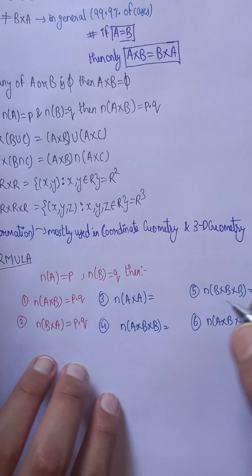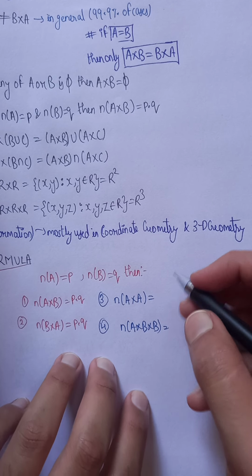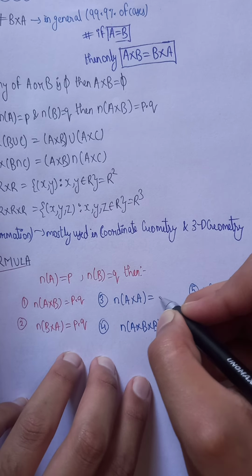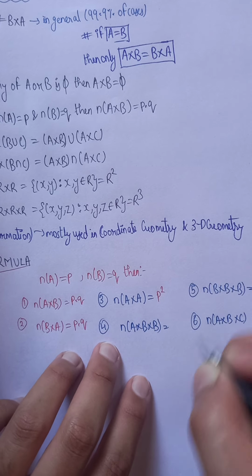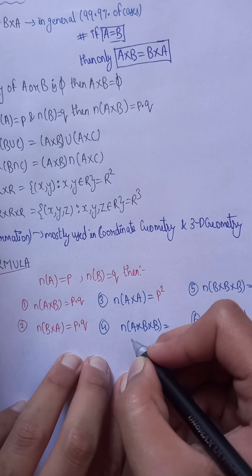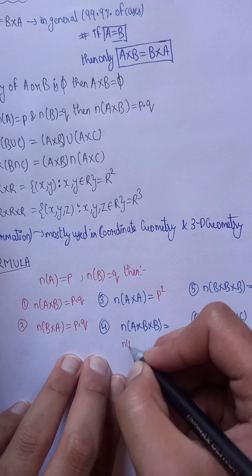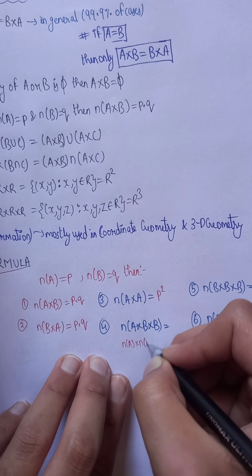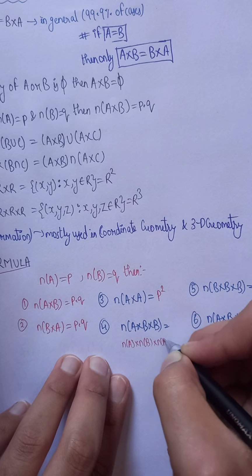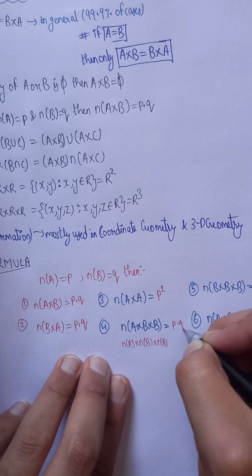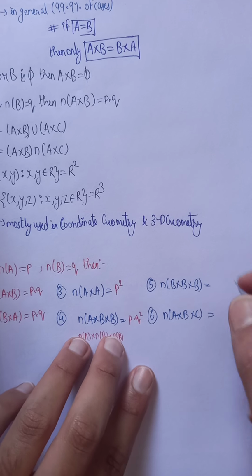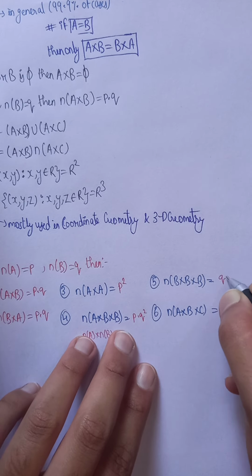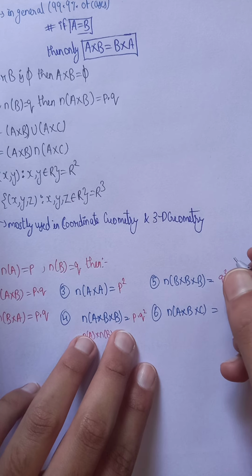Now, the number of elements in A cross A is the number of elements in A times the number of elements in A. So P square. And what about this? The number of elements in set A times the number of elements in set B times the number of elements in set B equals P dot Q square. What about the number of elements in B cross B cross B? So this is Q cube.